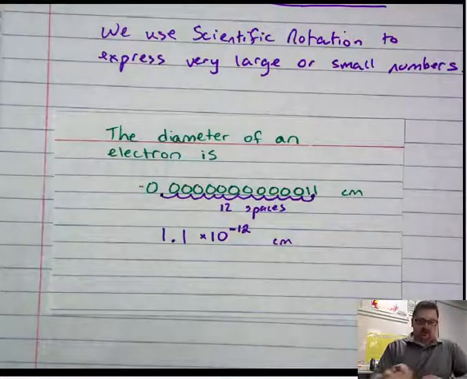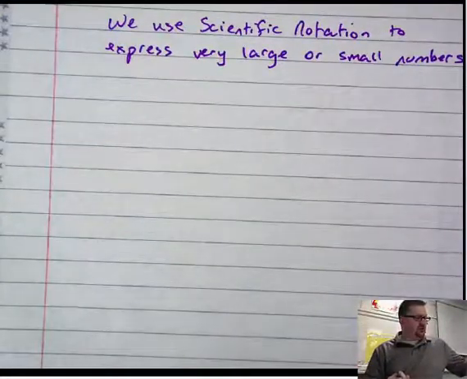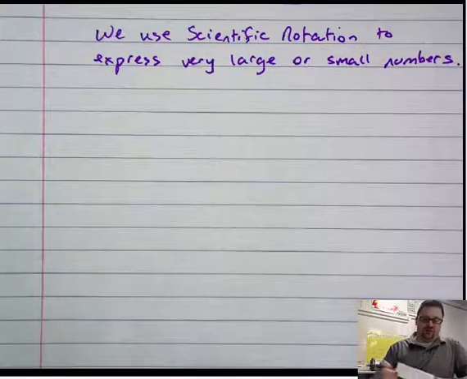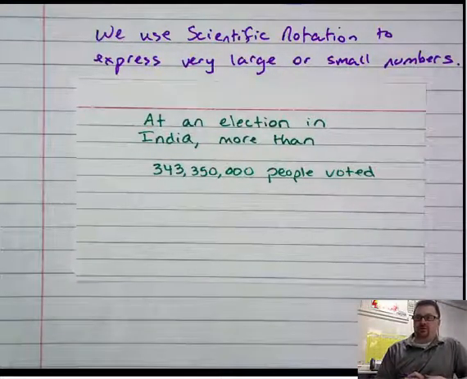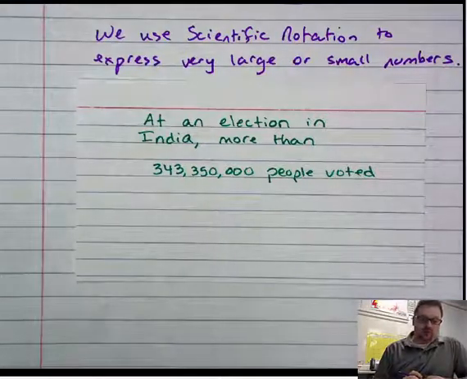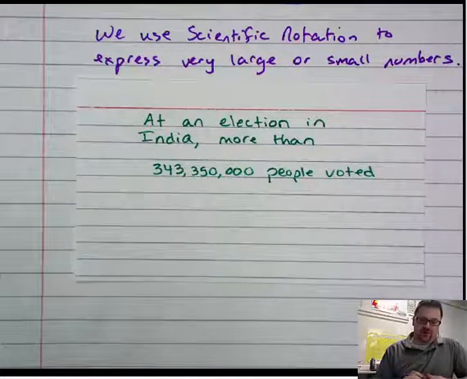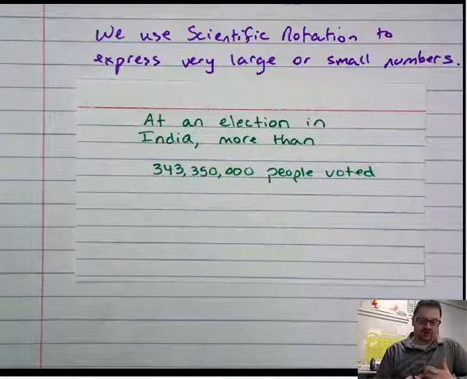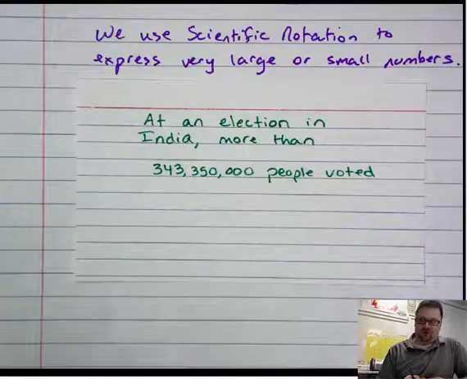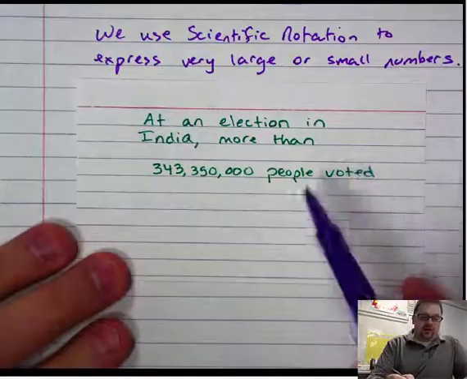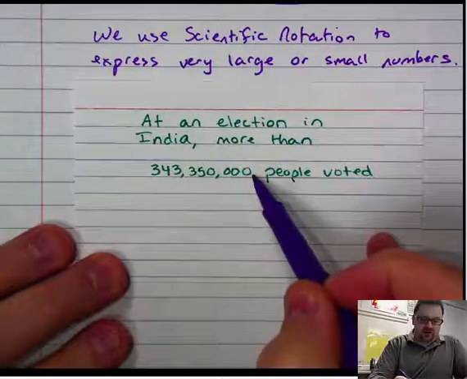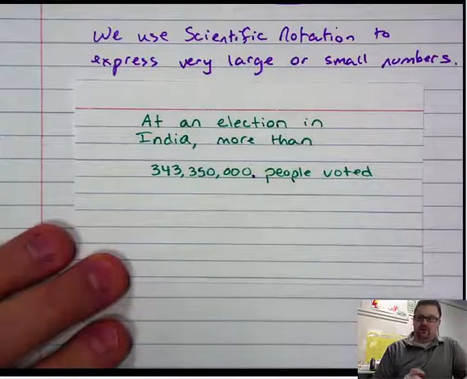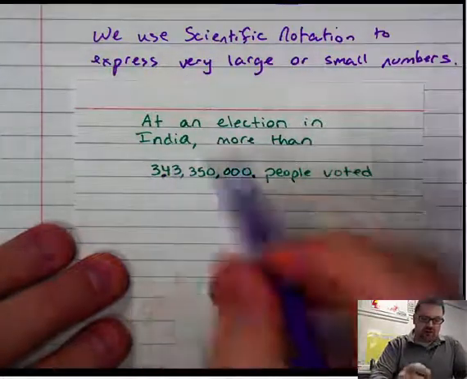Okay? Let's give a couple more examples, and then we'll look at what does all this really mean? How do we concisely determine what to do here? Okay? So, at an election in India, more than 343,350,000 people voted. That's a cumbersome number, so we want to write that in a more concise way. So I'm going to place a decimal. Right now the decimal is right here. I'm going to place it somewhere where there's only one digit before the decimal. The only place to do that is going to be right here.